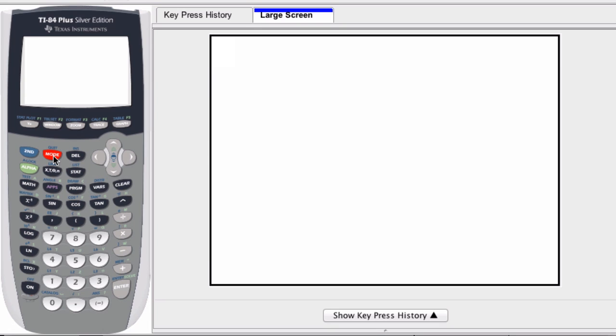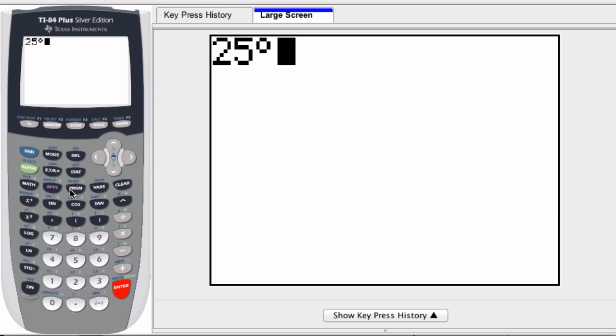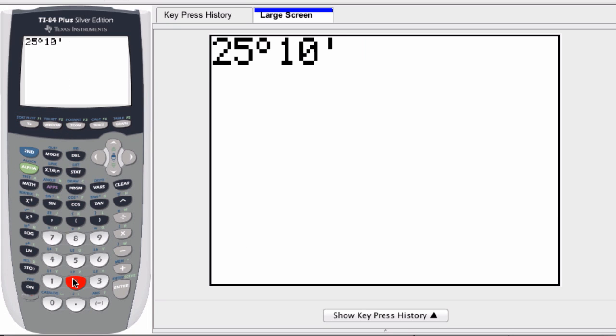Let's enter in degrees, minutes, and seconds. So let's say I have 25 degrees, and then to get my minutes, I hit second and angle, and well, first I select the degree sign, 1, so the first number's in degrees, and then for minutes, we'll enter in, let's say, 10 minutes. I hit second angle again, the second sign's for minutes, so I hit 2.